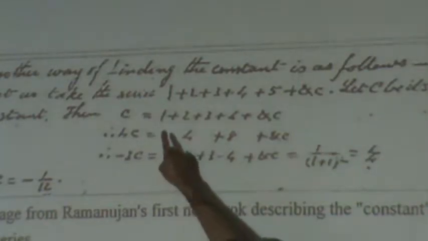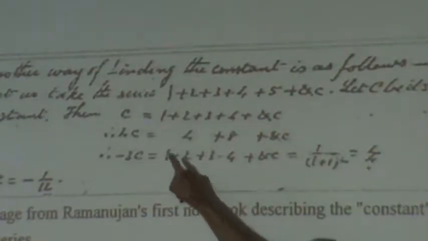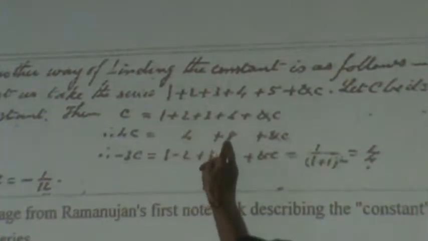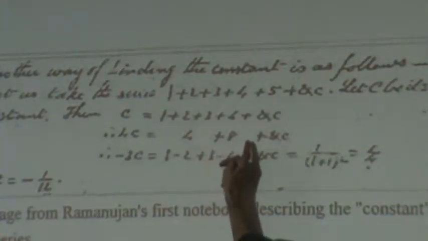So let's just focus and then go through the steps of his books normally. Okay, can you read that at all? Okay. The first line says another way of finding the constant is as follows. Let us take the series 1 plus 2 plus 3 plus 4 plus 5, etc., and let C be its constant. So he's letting C be the sum of the series. Okay. And then he multiplies C by 4. So 4C equals, and you see, 4 plus 8, and so on. Just multiplying this series by 4.